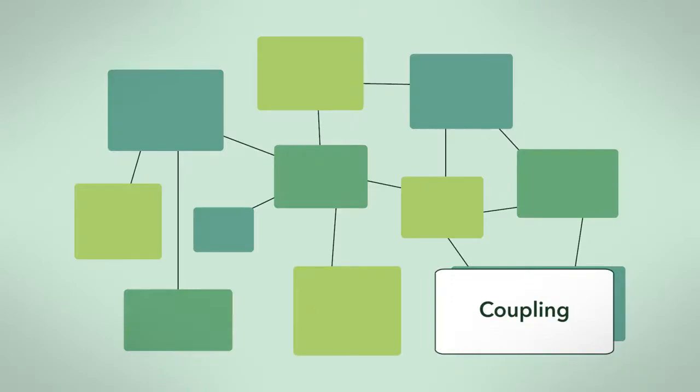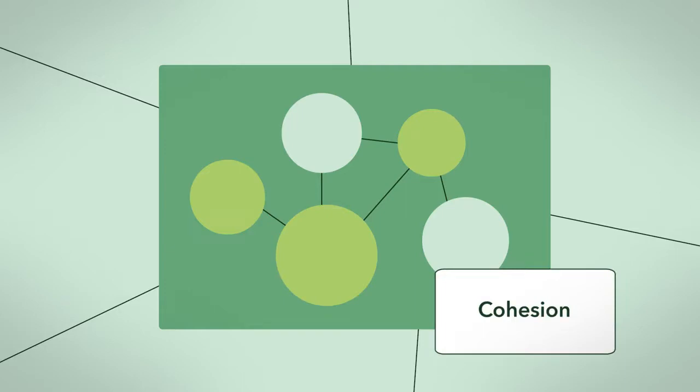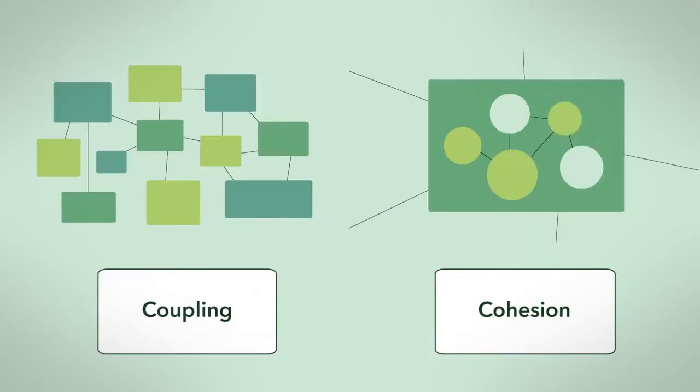Coupling focuses on complexity between a module and other modules. Cohesion focuses on complexity within a module. These two ideas will help you to better apply object-oriented design principles and achieve a more manageable system.